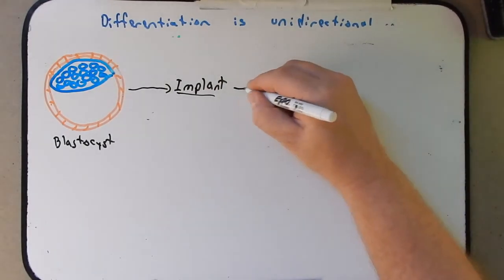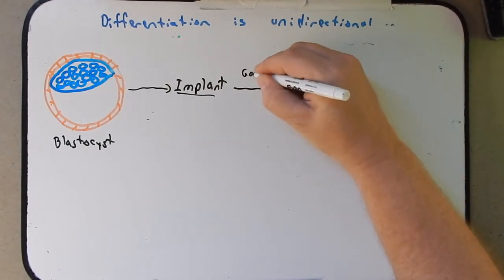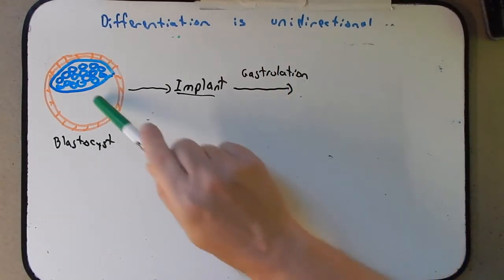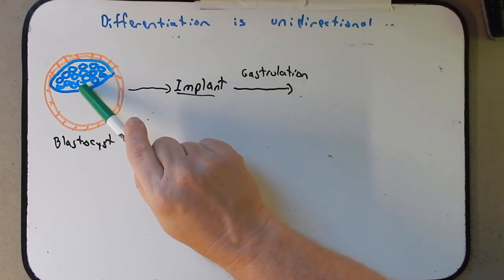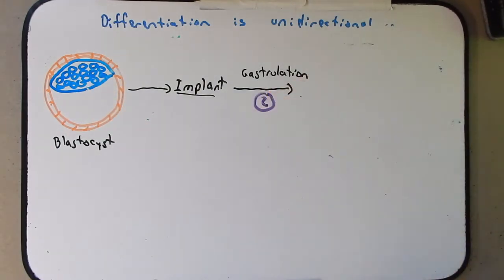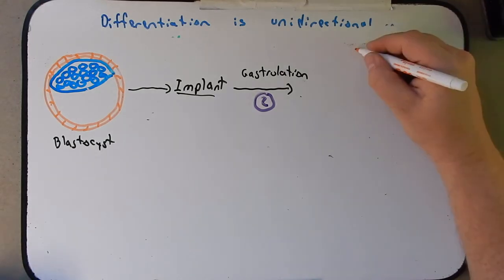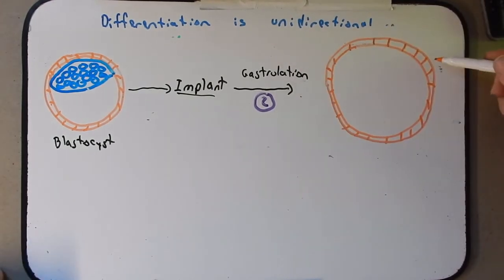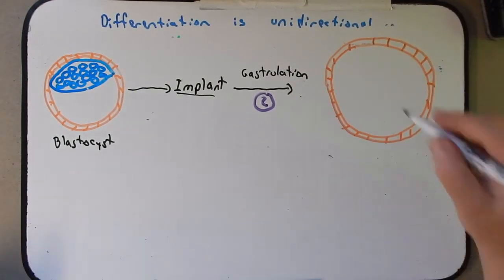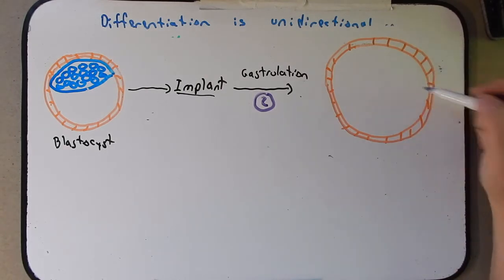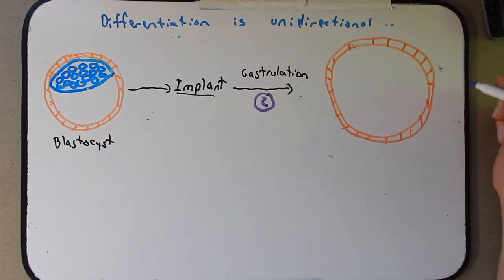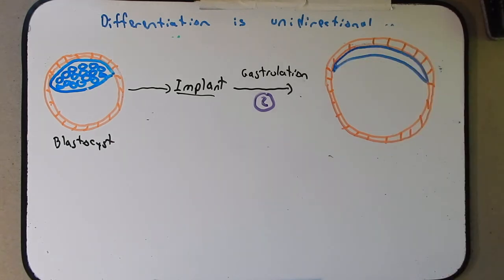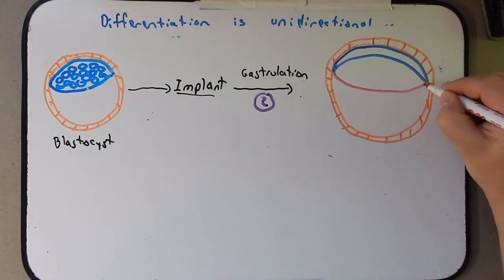And as it implants, it goes through this process called gastrulation. And gastrulation is all about what's happening to this inner cell mass, and it will mark our second stage of cellular differentiation. So let's draw here what gastrulation looks like. As you can see, the trophoblast cells don't change, but what does change are these inner mass cells. They go through this second stage of differentiation, where the cells will become one of three types of cells.